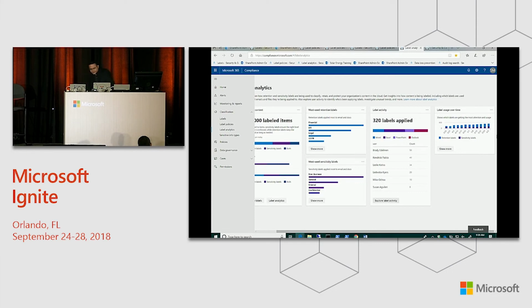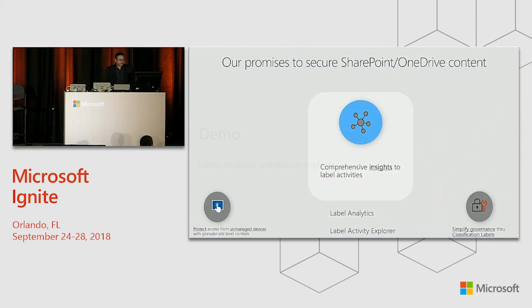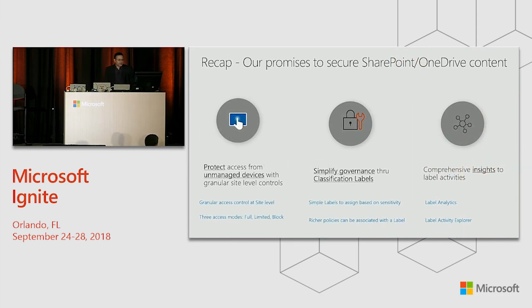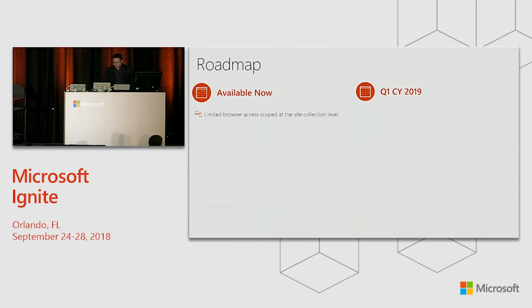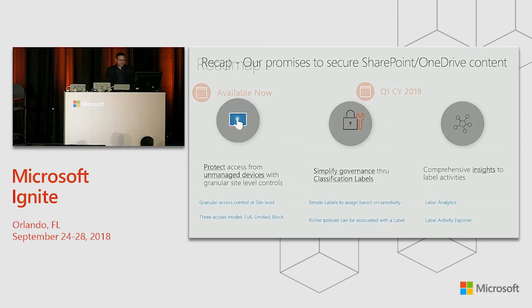I'm going to now close with a few final thoughts. There are 3 main promises that I showed you. First and foremost is the device policies, protecting access based on unmanaged device access. The second pillar, which is the most important one we spent time on today, is around simplifying your governance through classification labels. I hope you guys liked all we showed today. Last but not least, you have full visibility of how these labels are applied in your organization. That's the insights part as well.